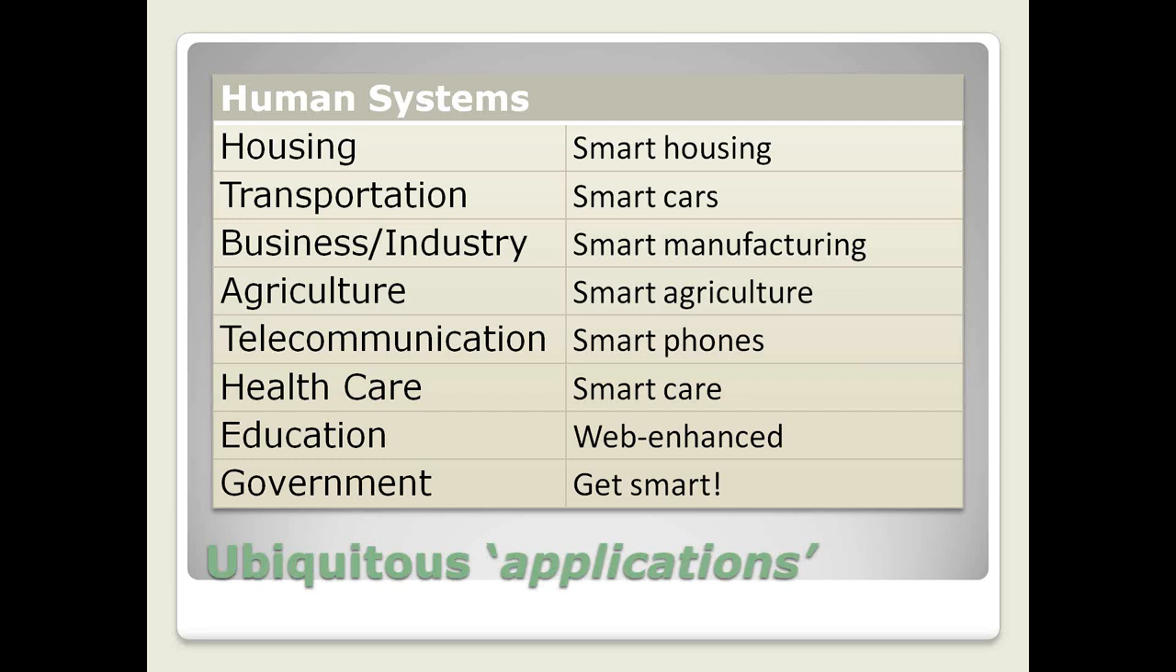Technology is going to affect housing. It is affecting transportation. It is affecting business and industry and all of those other areas. And we may as well just plan on it because it's happening and it's going to happen and it's going to accelerate.